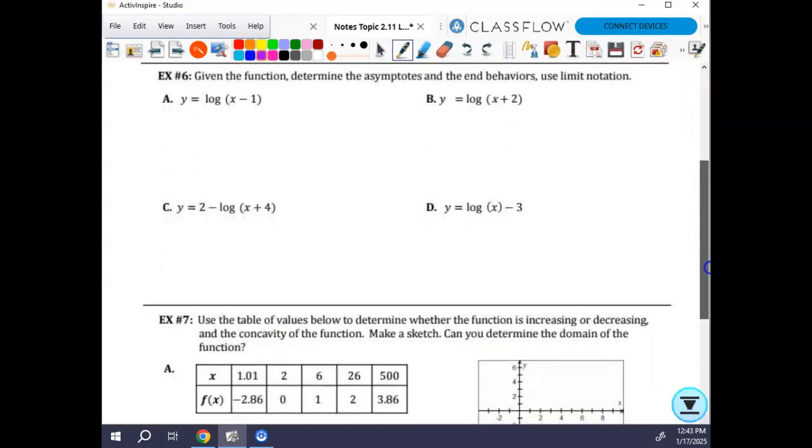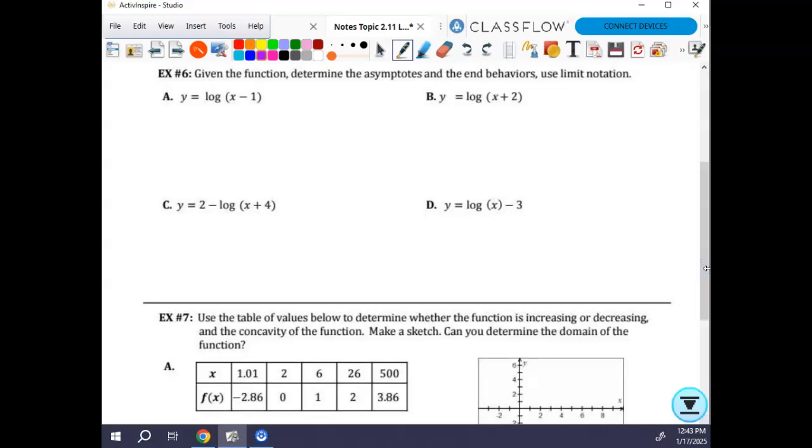It says, given the function, determine the asymptotes and the end behaviors, use limit notation. So we're not going to write any more limits. I think we've written enough of them. I think if you have a picture, you can write them. But I do want to look at these pictures. So all 4 of these, the log is base what? 10. So if it's log base 10, my parent function looks like that.